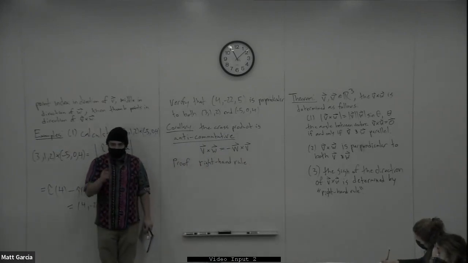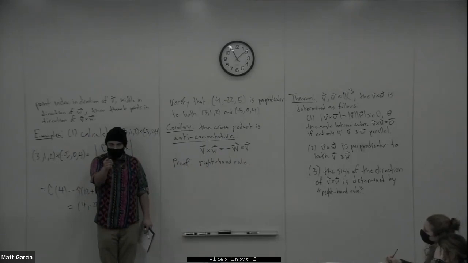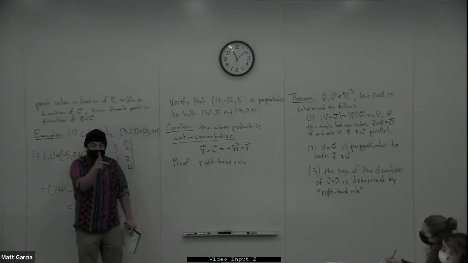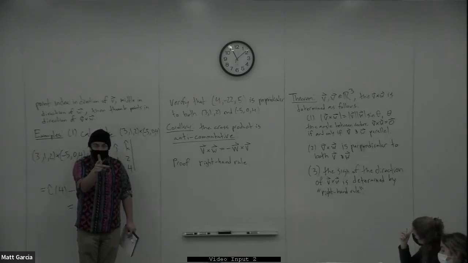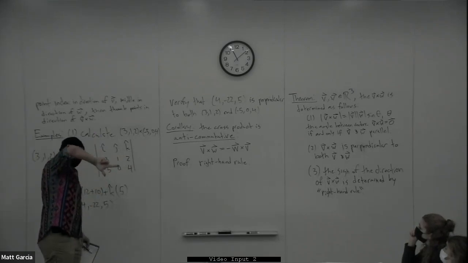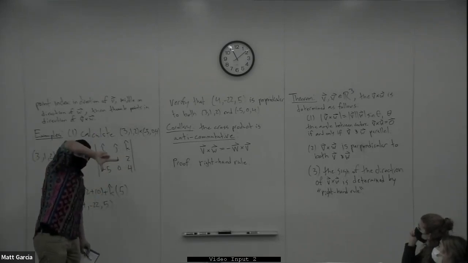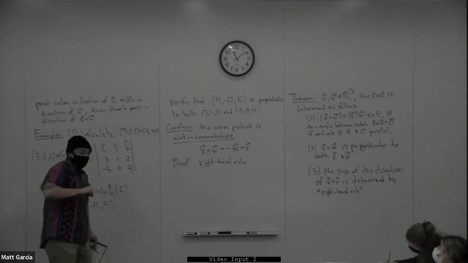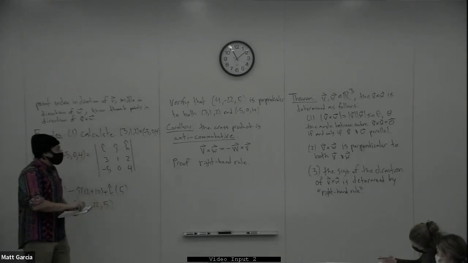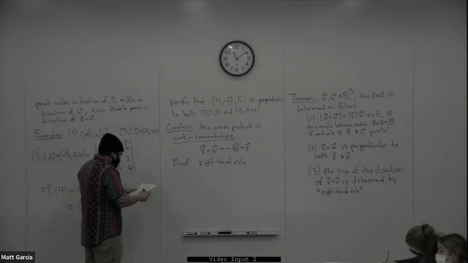Let's say I have V going this way and W going this way. Then V cross W goes up, right? Now, if I change the order, if I go W first, V still points this way. So the cross product points down, right? I flipped between my two choices.